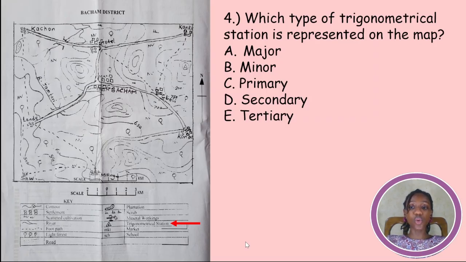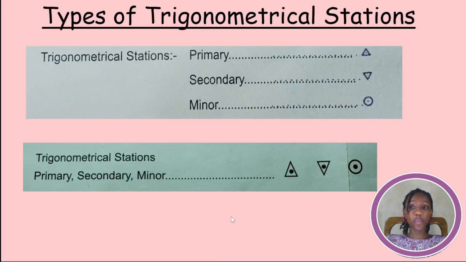Now, the next thing to do is to identify the trigonometrical station on the map. And if we look closely, we can see it in the northeastern part of the map. Now, onto the classification. When I checked the required textbook, they said there were three types of trigonometrical stations: primary, secondary, and tertiary trigonometrical stations. But the difference in their symbols wasn't stated clearly. But on looking at the map key of previous NECO examinations, the answer was clear. These are pictures taken from recent NECO practical maps. And according to it, we have three types: primary, secondary, and minor trigonometrical stations.